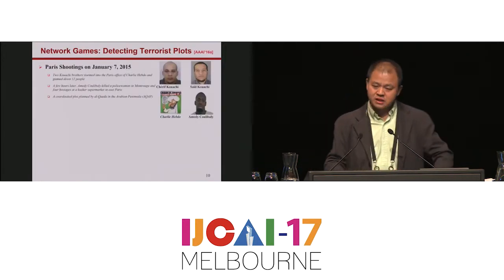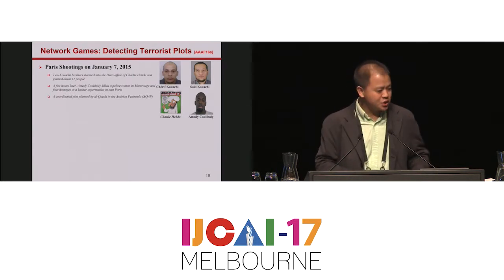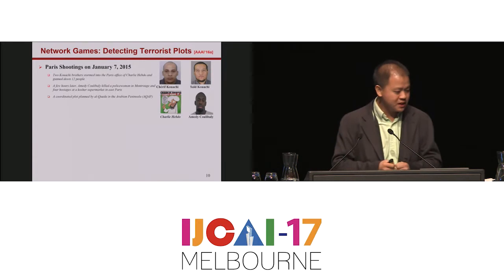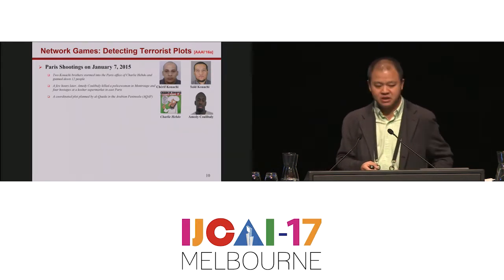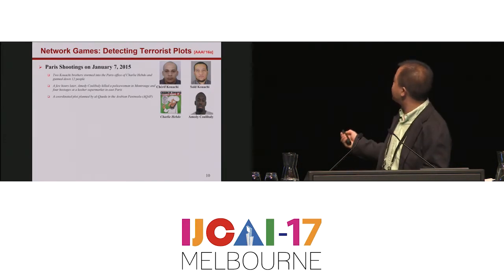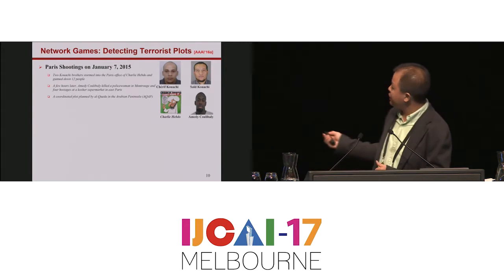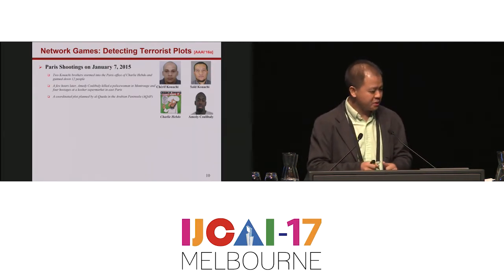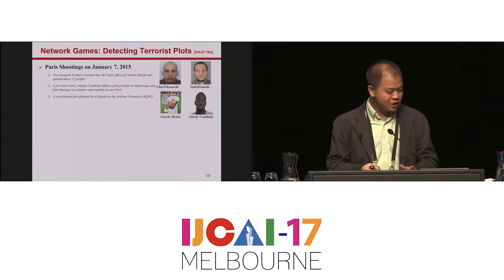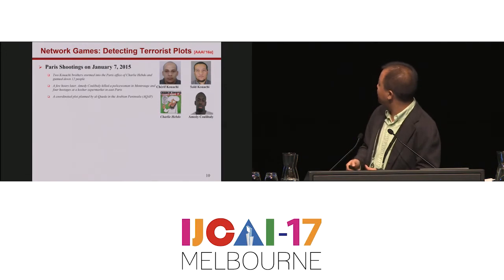We also look at some security game problem on networks. So here's one example about how to detect potential terrorist plots. This is motivated by what happened in Paris in 2015. Those two brothers launched an attack in Paris, and about 3 hours later, the third guy launched another attack at a supermarket. They killed, in total, more than 10 people. And this was a fully coordinated attack.